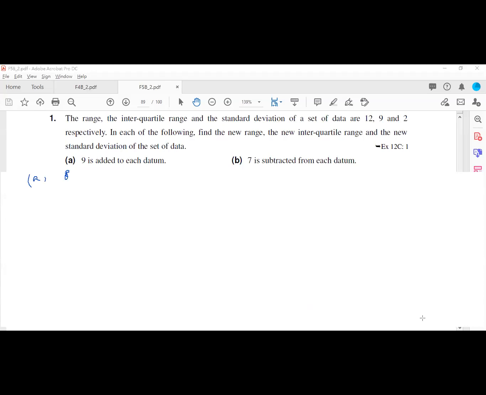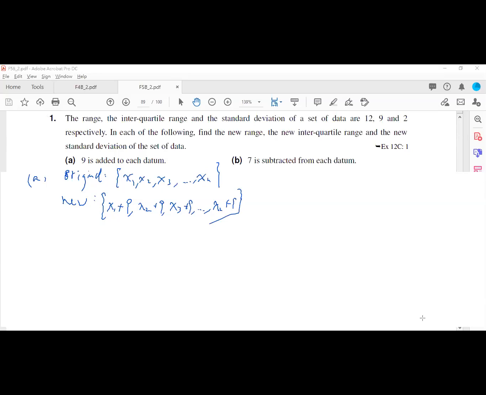Original is x1, x2, x3 up to xn. And then the new, this time 9 is added to each data. 每一個 data 都加翻9，即係每人都加9分俾佢，係嘛？ So it becomes x1 plus 9, x2 plus 9, x3 plus 9, up to xn plus 9.